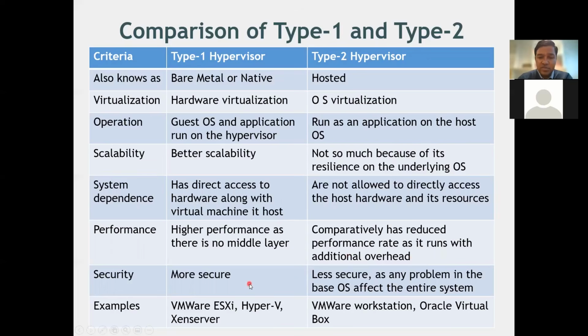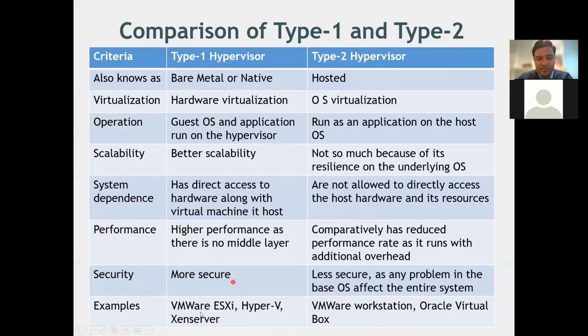Type 1 is more secure because it is directly interacting with the hardware and there is only the virtualization layer, and whatever security the virtualization layer provides, all the VMs on top of it will have that security. But the type 2 is vulnerable, as whatever vulnerability there is in the host operating system will be passed on to everything above it. So any problem in the base OS will affect the entire system and all the VMs.